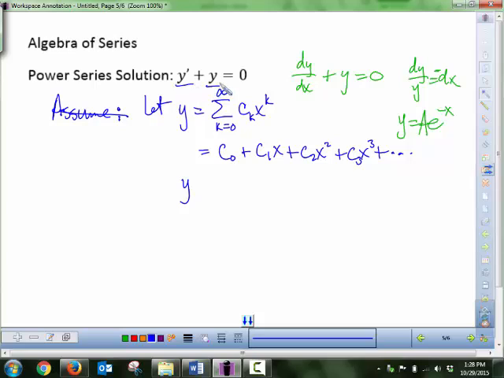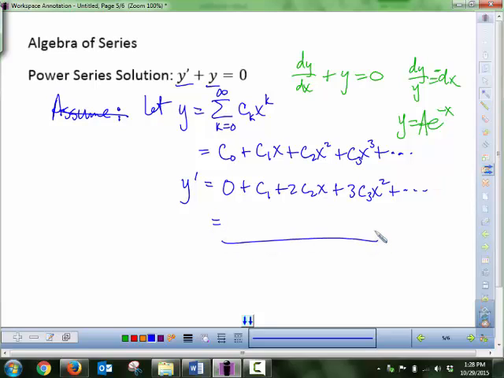Now, the only other y term that we have in our differential equation is y prime. So we need to find y prime, which means we need to take the derivative of this. The derivative of the first term is 0. That's gone. c sub 1 plus 2 c sub 2 x to the first power plus 3 c sub 3 x squared plus, and then we go on forever. I'm going to leave the summation blank for now. Oh, I guess we should try to figure it out now.